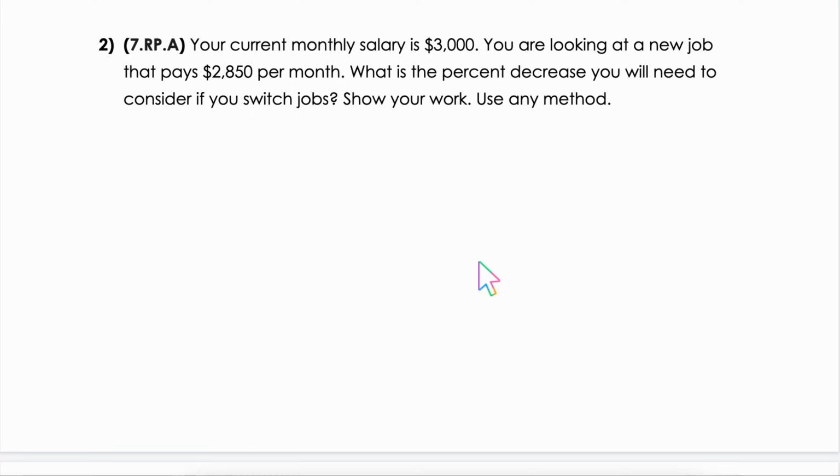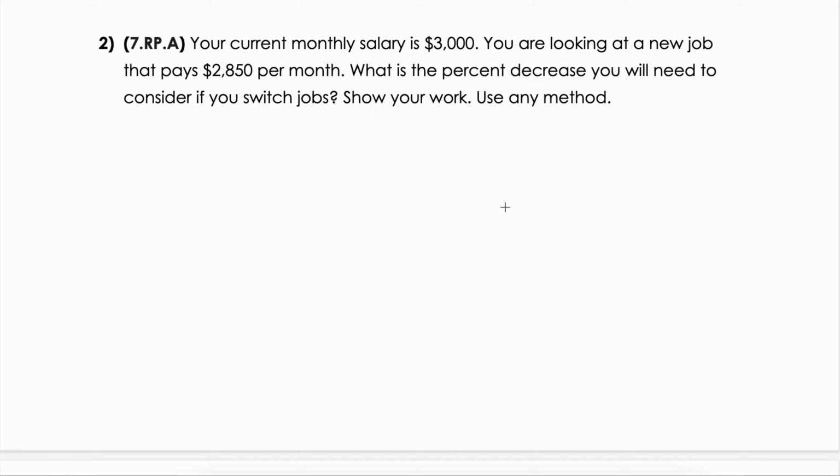So it looks like this job pays less, but maybe you're considering it because of other reasons, like it's closer to your work or you're closer to your house so you wouldn't have to drive as far, or maybe you have better hours or something. So you do want to consider, is it worth the decrease? And how much of a decrease is it? What percent decrease?